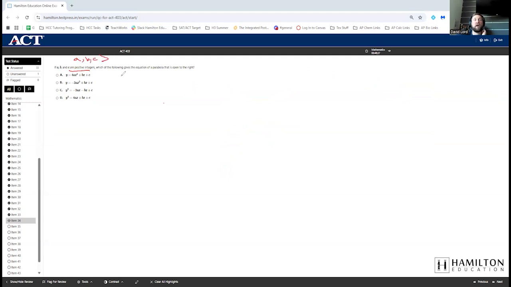Okay, if A, B, C are positive integers, so again, they have to be greater than 0, because 0 is not positive or negative. Which is the parabola opening to the right? Well, I know that y equals positive x squared is a normal up parabola. y equals negative x squared is a normal downward parabola. So it's not going to be either of these two choices.